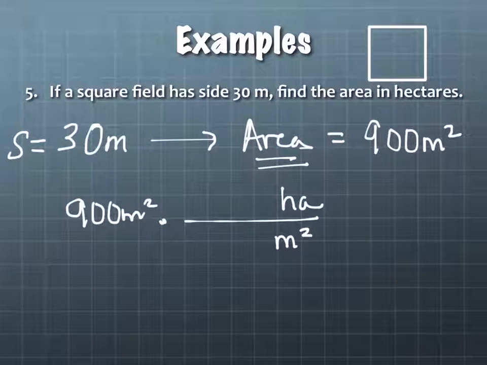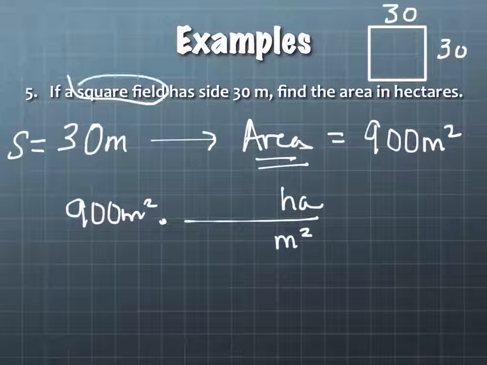How did you get 900? Because a square is 30 on one side and 30 on the other side. Oh, okay. Yeah, because it says square field. Okay, that makes sense. Yep.